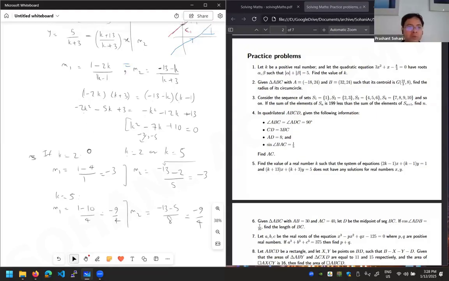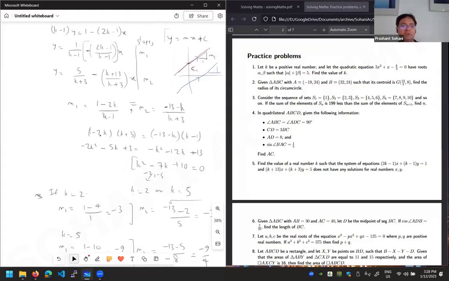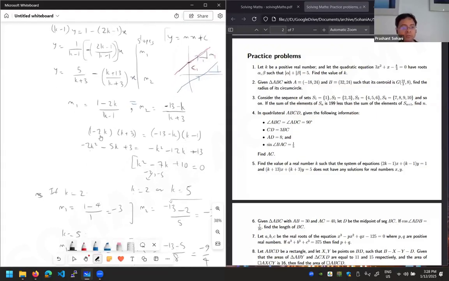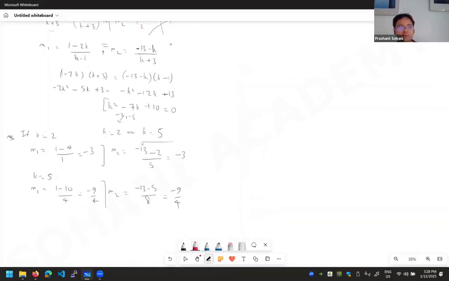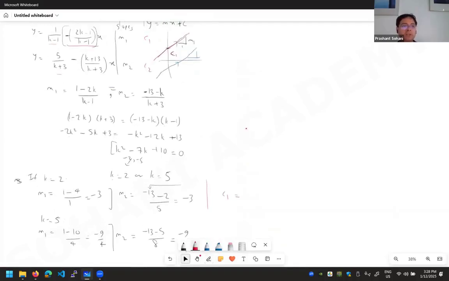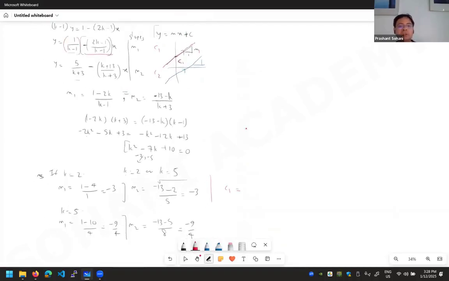So for that, actually, you need to look at the lines once more, because so far we are only looking at the slope part, but we did not look at the intercept part. So let us calculate the intercept also. Like if I call the intercepts C1 and C2, right? Then in the first case, if k is equal to 2, then what is the intercept C1? So the intercept is given by this term, 1 over k minus 1.